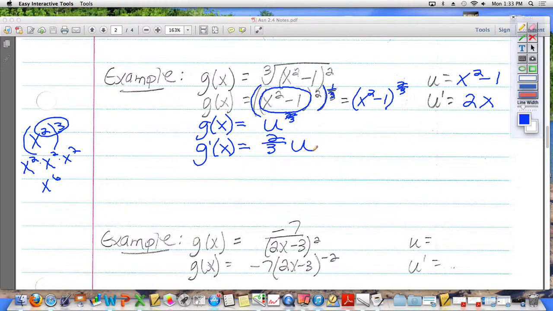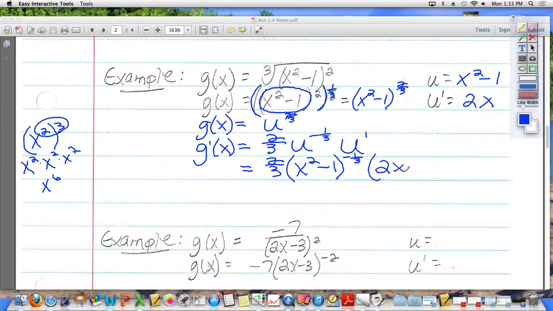2/3 u to the what power? Negative 1/3. So 2/3 minus 1 is negative 1/3 power. But then we need to multiply that by the derivative of u. So I'm just going to write u prime right now. And now I'm going to go back and substitute everything in. So this is equal to 2/3 times x squared minus 1 to the negative 1/3 power, and then I need to multiply that by 2x.